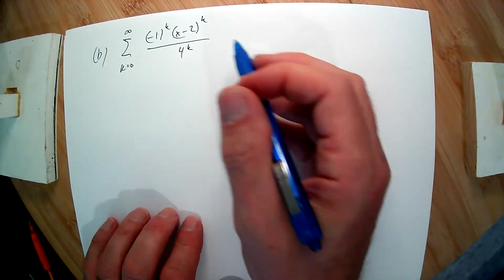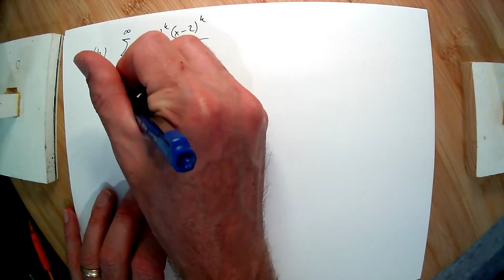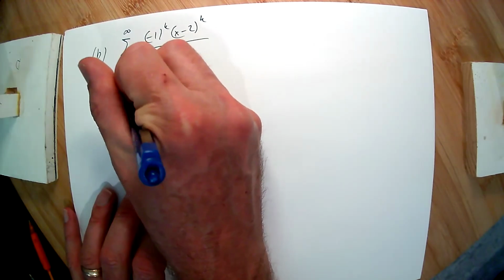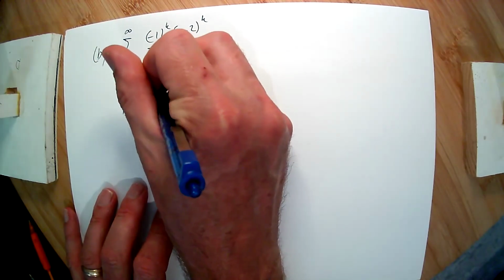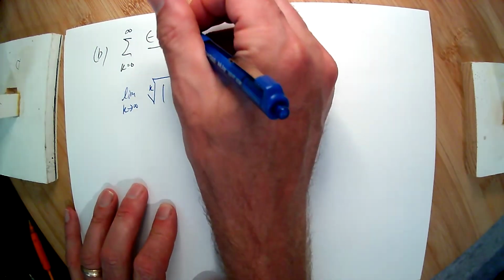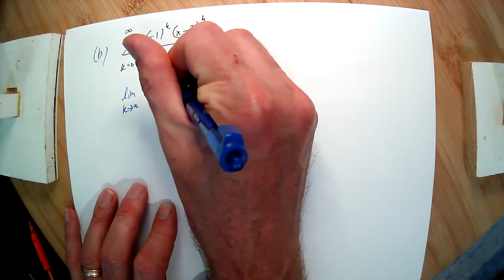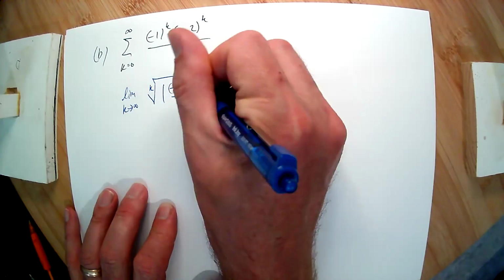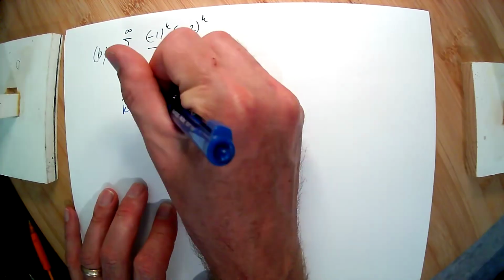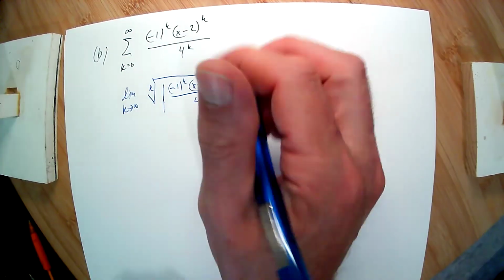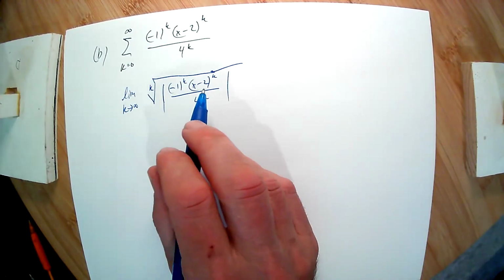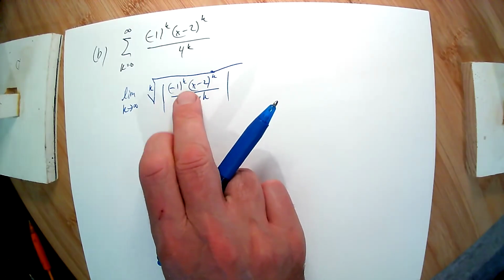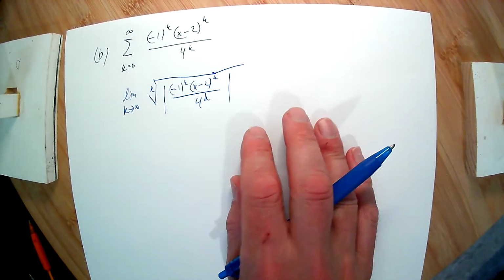So to use the root test, we're going to compute the limit as k goes to infinity of the kth root of the absolute value of the kth term, okay? So (-1)^k (x - 2)^k divided by 4^k. Right? Now, you can easily do a kth root of all of those different things. What I would first do is evaluate the absolute value.